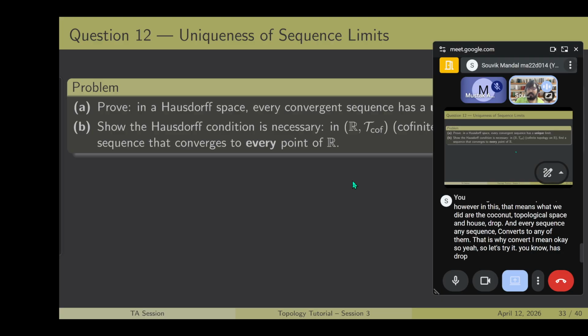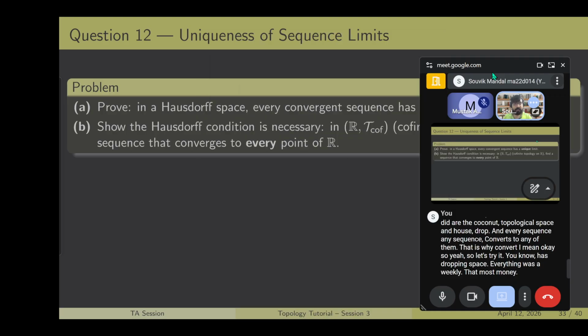In a Hausdorff space, every sequence has a unique limit, that is, at most one limit. Please think about it. Take your time. Let me know.